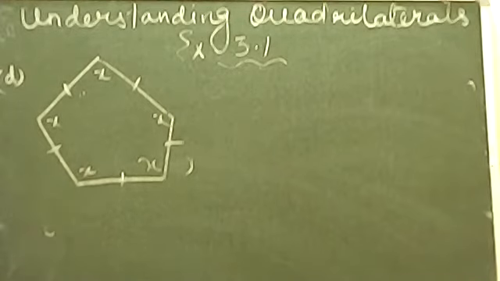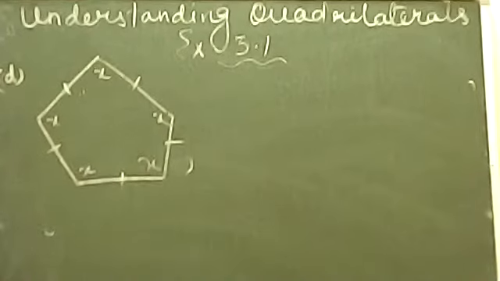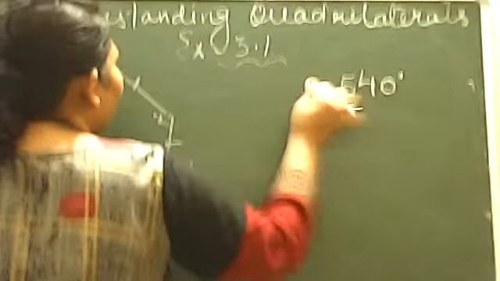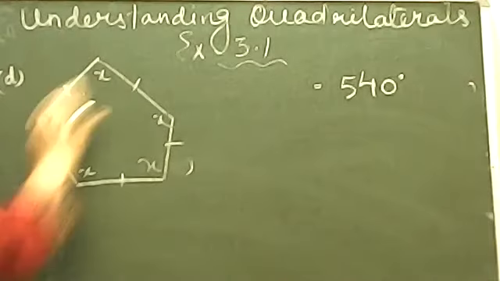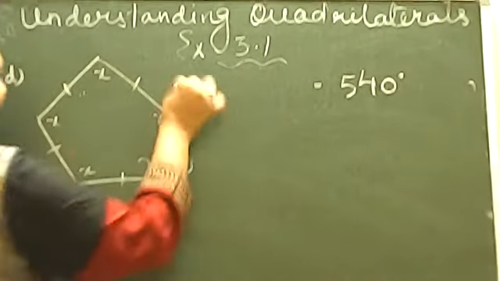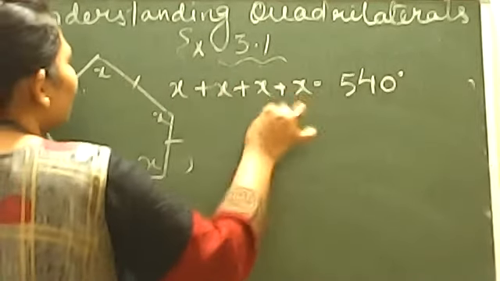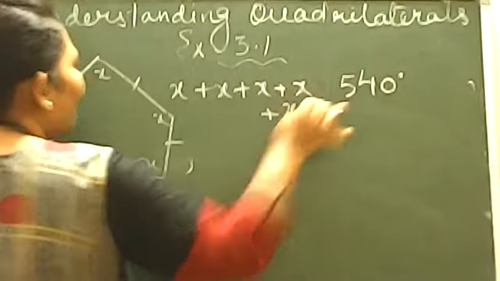But regular pentagon हो या irregular pentagon हो, दोनों ही cases में angle sum fix होगा बेटा. Angle sum मतलब हो जाएगा, it will be 540 degree. Now you are knowing it has 5 angles and all 5 are equal. So x plus x plus x plus x will give you the sum 540.